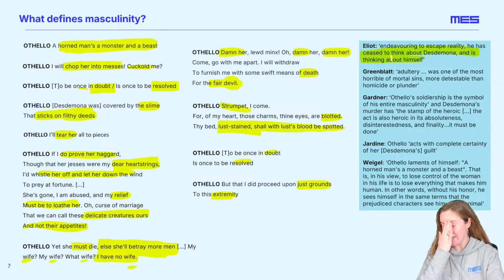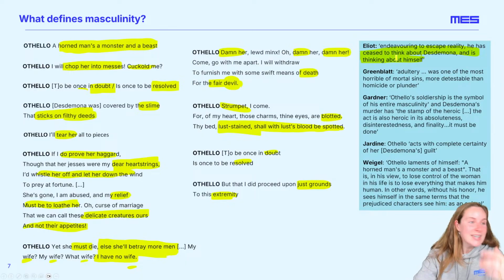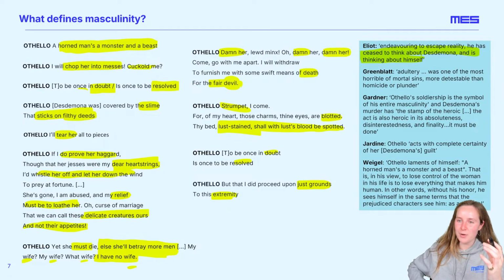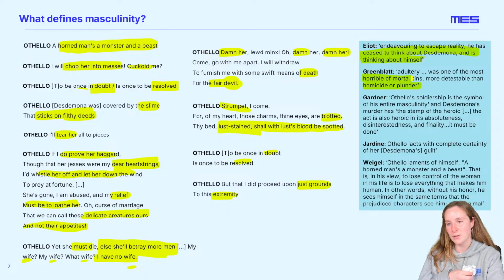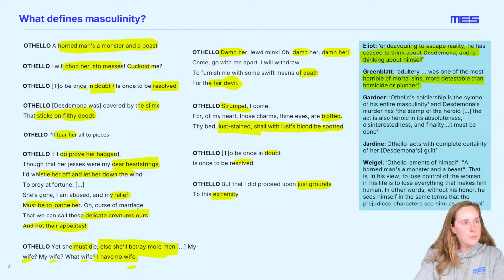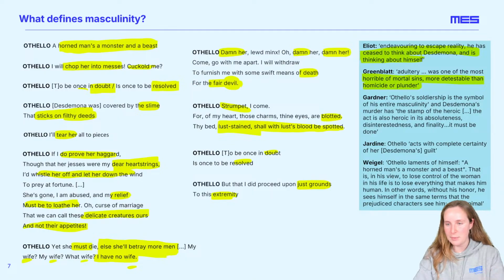So, interestingly here, we have this idea that he doesn't actually care about Desdemona and what she's feeling, or if she loves him or not, but rather is worried about what this is doing for his own reputation. Greenblatt as well, saying, adultery was one of the most horrible of mortal sins, more detestable than homicide or plunder. So this idea that it's worse for him that she's adulterous than that she's dead, or that she's killed someone.